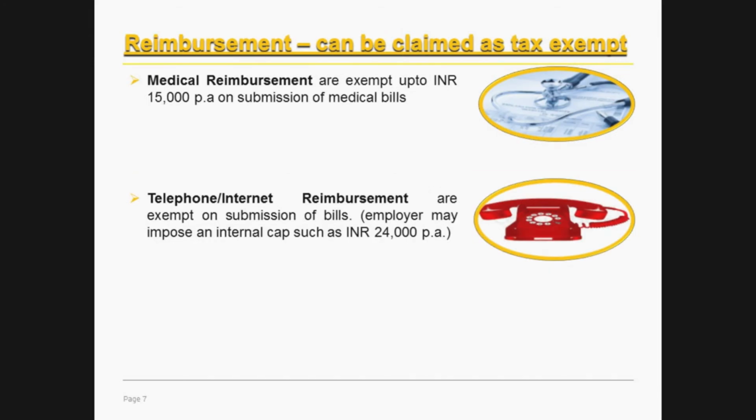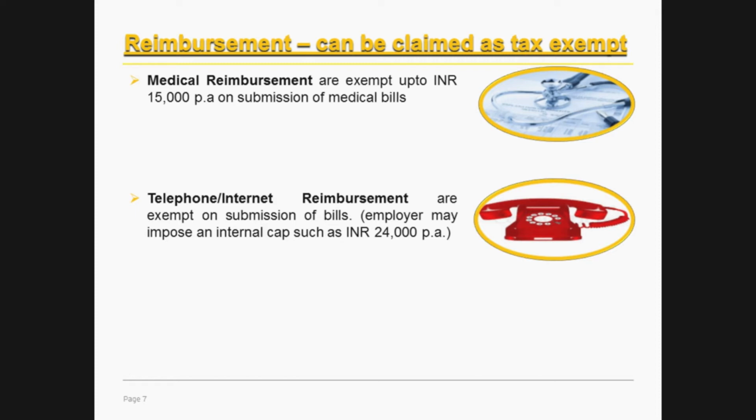Next is reimbursement. There are certain reimbursements which are tax exempt. Number one is medical reimbursement. It is exempt up to 15,000 per annum on submission of medical bills. Number two is telephone or internet reimbursement. It is exempt on submission of bills. There is no limit as per the Income Tax Act. However, the employer may impose an internal cap such as 24,000, 36,000, etc.